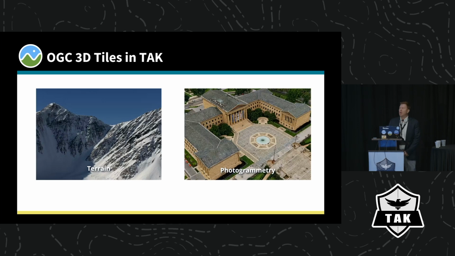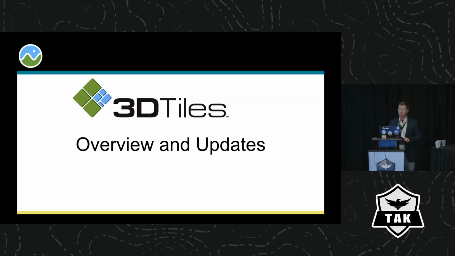And then from a data format support perspective, currently TAK supports terrain. So think about your elevation data draped with imagery over top of it. And then it also supports photogrammetry data sets as well. And so what I'll do on the next slides is talk a little bit more about 3D Tiles, and, because Cesium Native is included in TAK kernel, what is possible from a roadmap perspective looking forward.